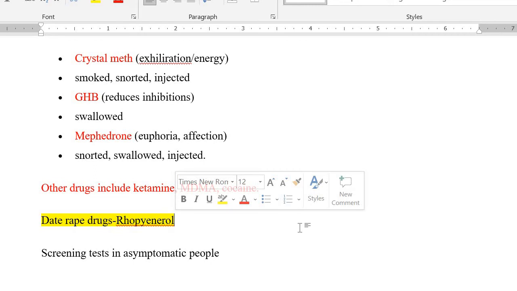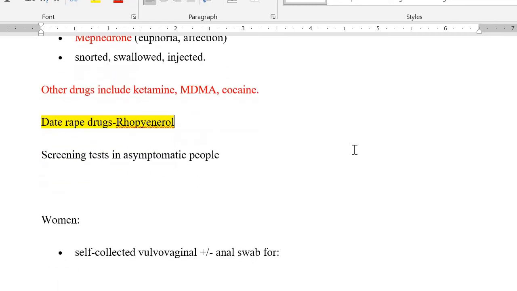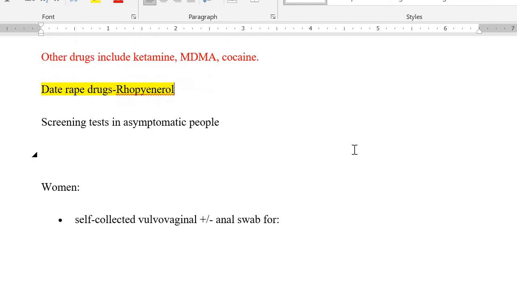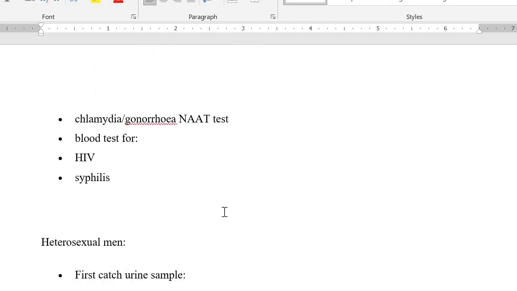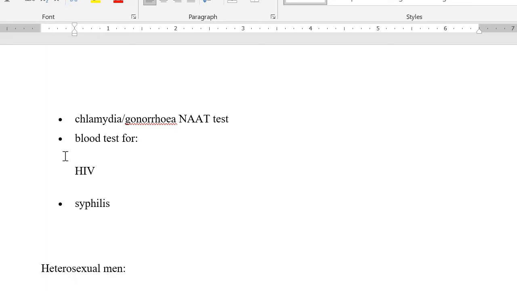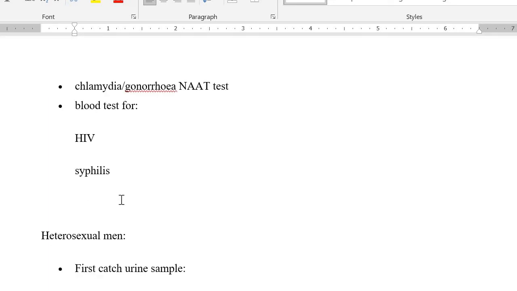Then the screening test is done in the asymptomatic patient. In women, they can give us self-collected vulvovaginal or anal swabs. They can do it themselves, like inside the hospital. So the swab is taken for chlamydia and gonorrhea, and the NAAT test is done. And blood tests are done for HIV and also for syphilis. In both conditions, we are going to do the blood test.